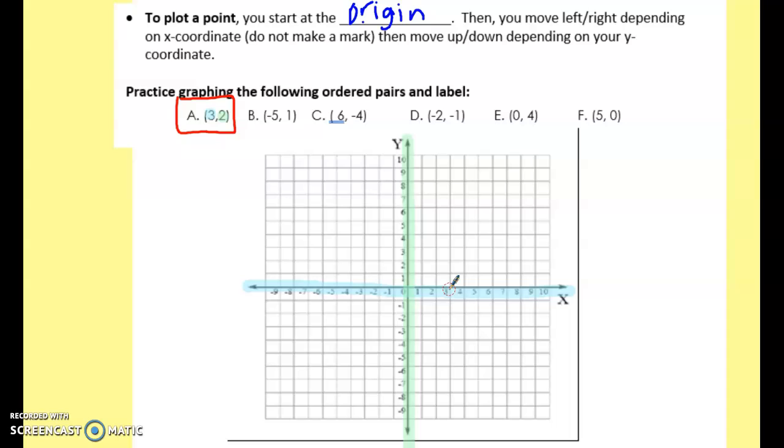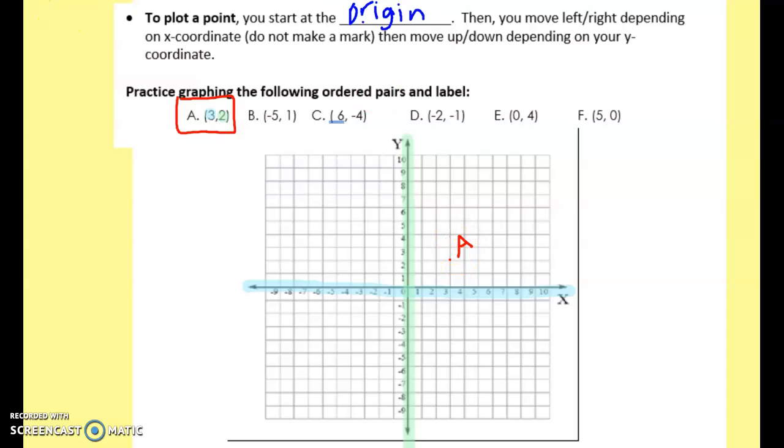So we go over 3. Our 2 is positive, so we're going to go up 2. And my ordered pair would be right there. Over 3 and to the right because it's positive. Because notice if I go to the left, I'm in negatives. Possible, but for this problem, for A, it's positive. And a positive 2 means I would go up, because my positive 2 value along the green is in the upward motion. So point A is located at 3, 2.